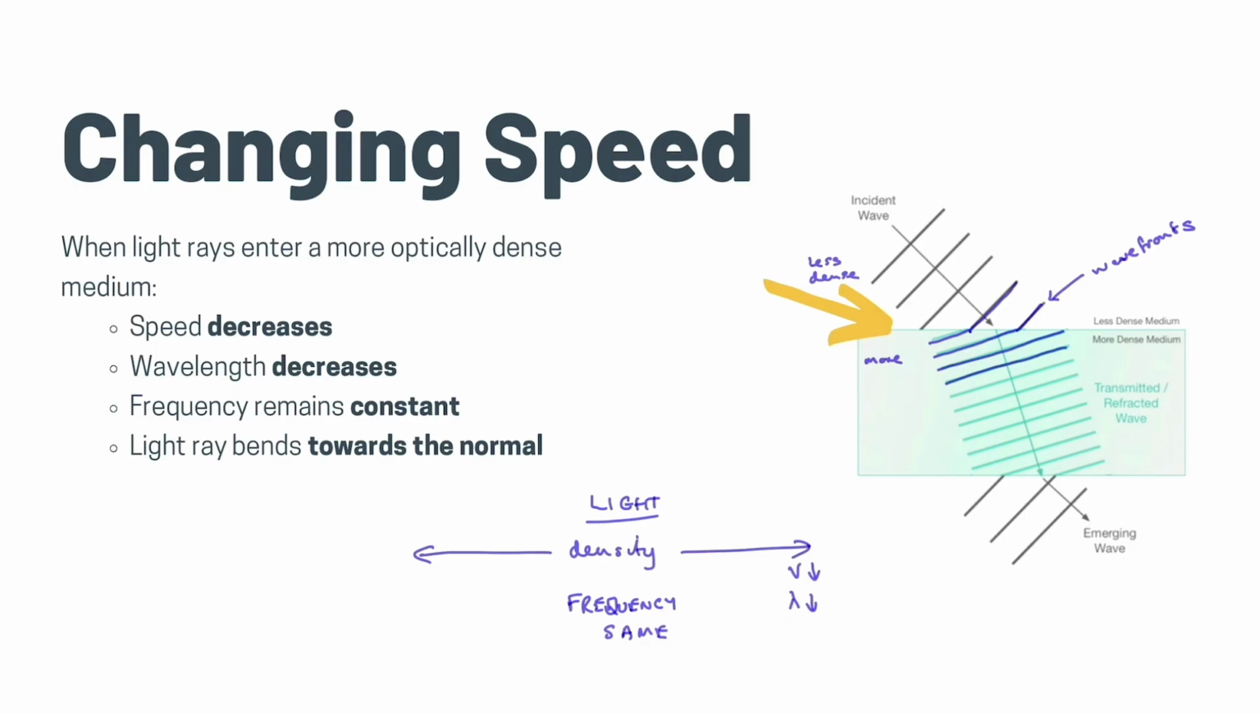So when a light ray hits a more optically dense substance, it bends. And what way does it bend? Well, let's draw a normal. That's a normal line. Remember, the normal line is perpendicular to the interface. Then you can see that the light bends towards the normal. When a light ray enters a more optically dense medium, the light ray bends towards the normal.